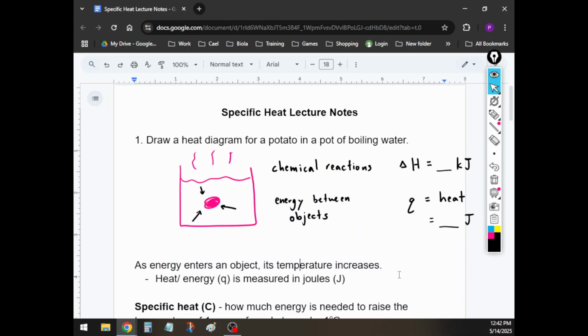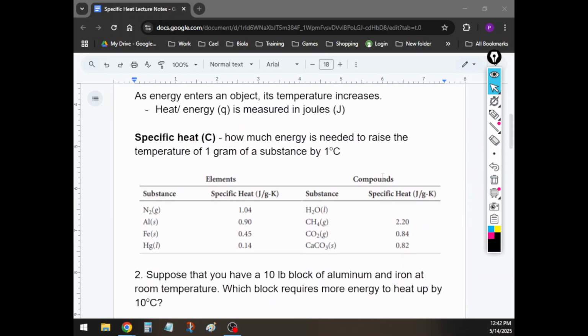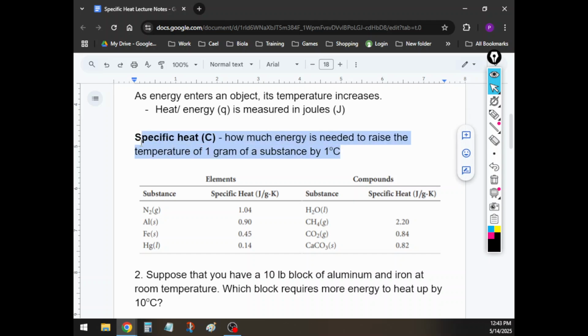Now, the thing that we're going to be talking about today is something called specific heat, and I want you guys to write this down. The symbol for specific heat is the letter C, and this is the definition of specific heat. I want you guys to write it down in your notes, and I'll explain in easy terms what specific heat is. But write down the definition, and just know that specific heat is symbolized by the letter C.